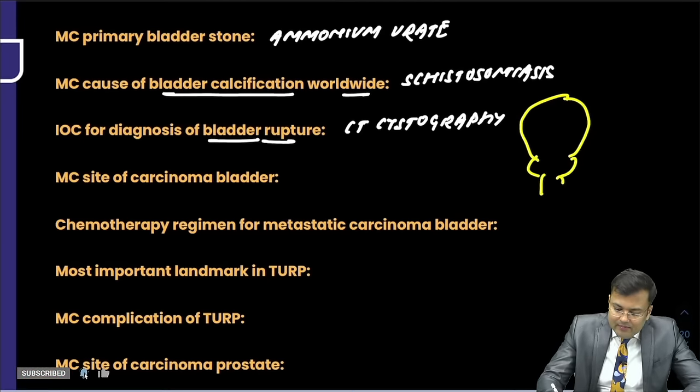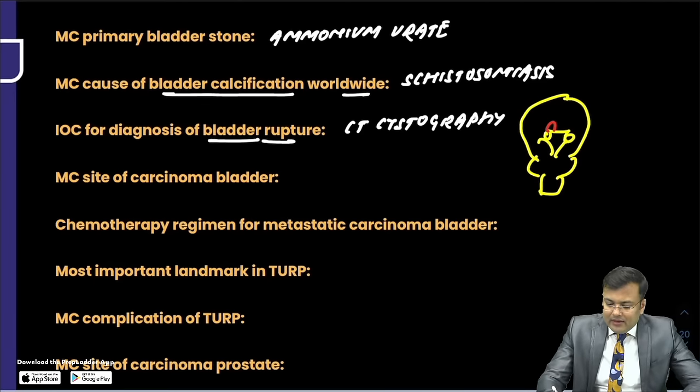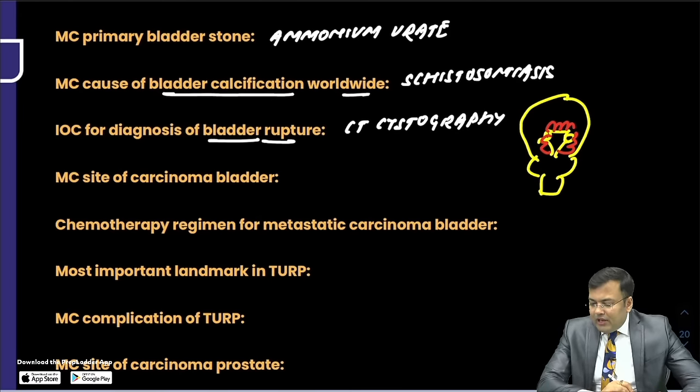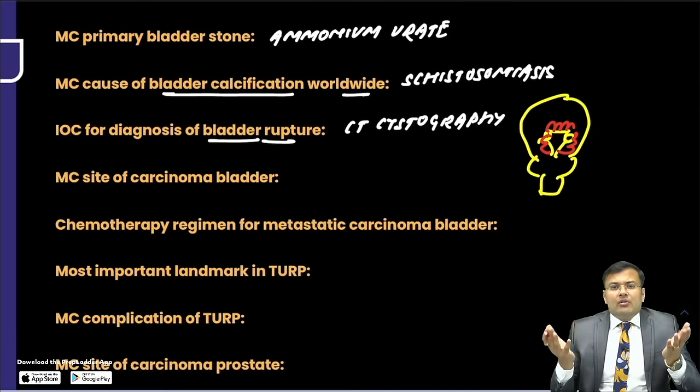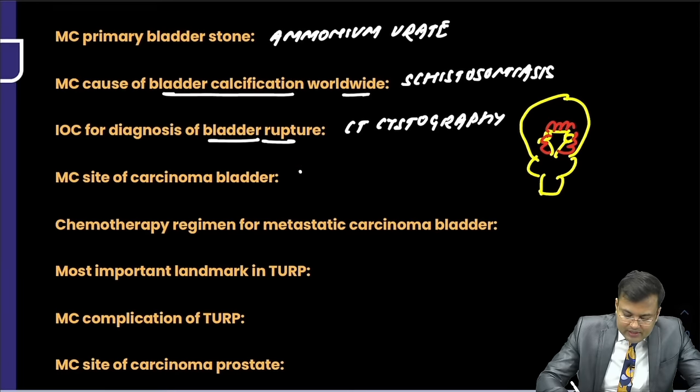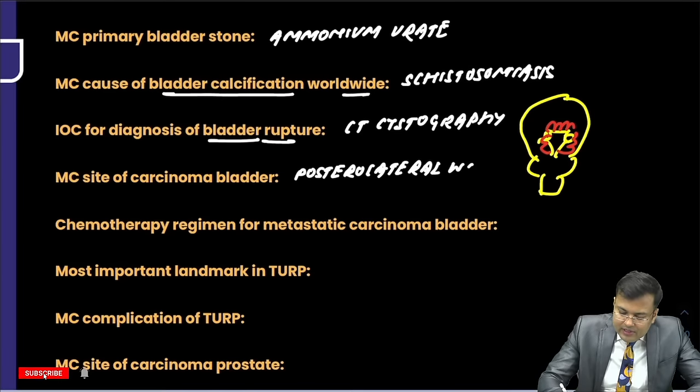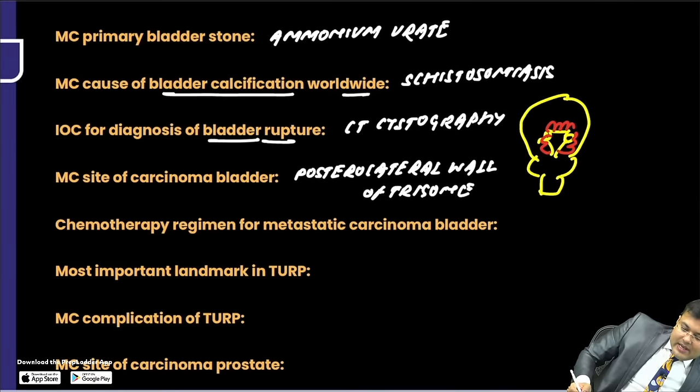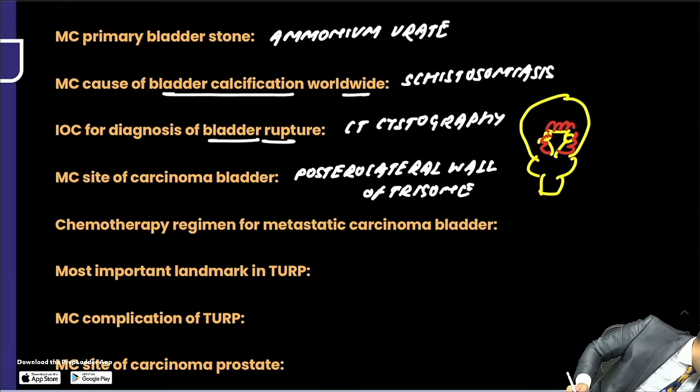Next question. What is the most common site of carcinoma bladder? Imagine this is the bladder. It is here. Tell me which wall. Yes, posterior lateral wall of trigone. This is the most common site of carcinoma bladder, the posterior lateral wall of trigone.